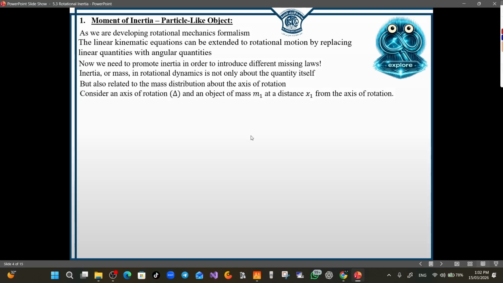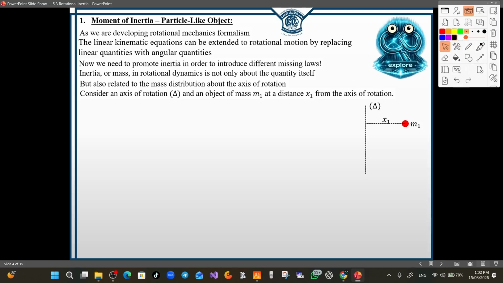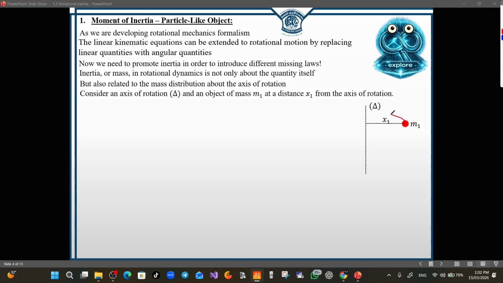So let's consider an axis of rotation delta and an object of mass m1 at a distance x1 from the axis of rotation. So let's assume this is the axis of rotation and this is the mass m1, located at the distance x1. Now this mass 1 is rotating around this fixed axis, making this circular path.